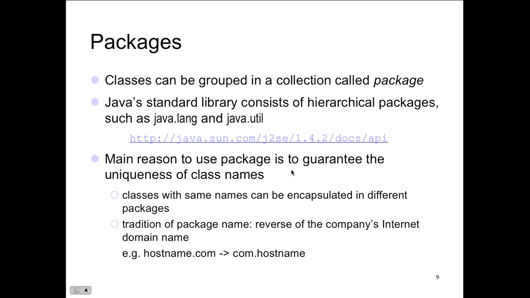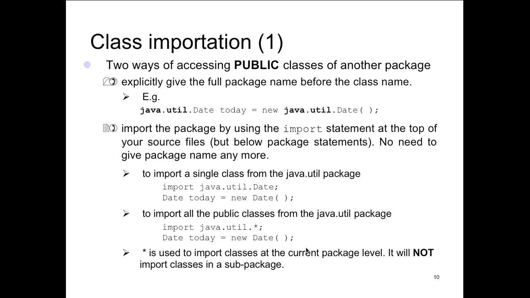The code is actually stored in the package in terms of how it's organized on the drive when you're using it. Packages with the same name can be encapsulated in different packages. And the tradition of package names is to reverse the company's internet domain name. Nobody does this anymore. And here's an example: com.hostname. Actually, they do. You do see packages like this. The open source stuff, you see it in this format. It's kind of an old tradition. Reverse the domain name, and there's your package name.